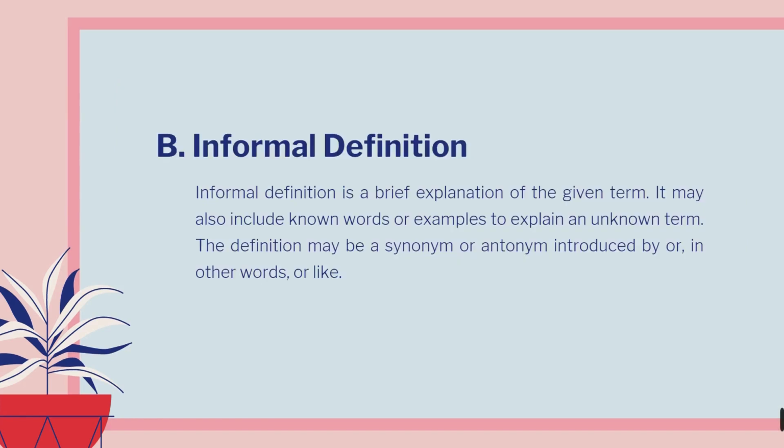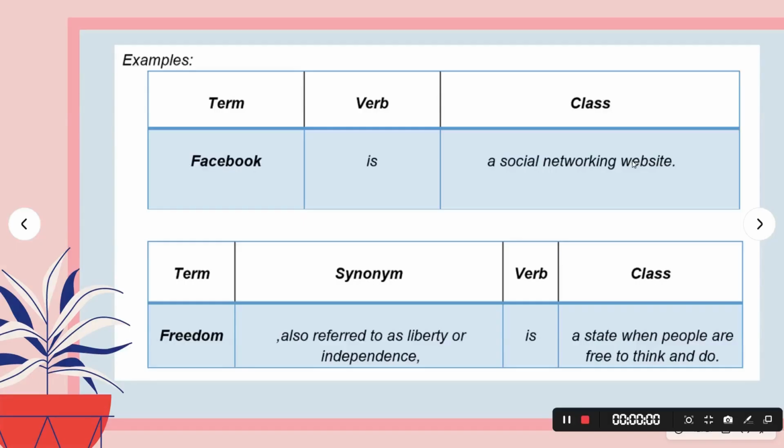Now let's proceed to informal definition. An informal definition is a brief explanation of the given term. It may also include known words or examples to explain an unknown term. The definition may be a synonym or antonym, introduced by "or," "in other words," or "like." Now let's have the examples for informal definition. Let's start with the first example.